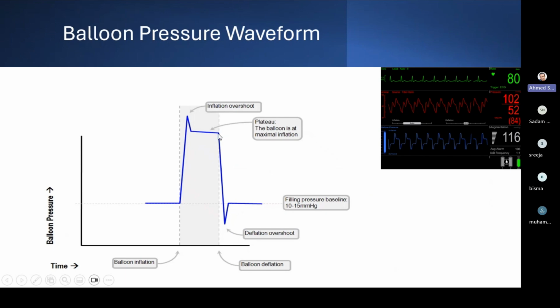And after you reach the deflation point, you will have the deflation arm and the deflation overshoot, because the intra-aortic balloon also starts the deflation very fast. So the pressure inside the balloon will be more negative, and after some time the pressure inside the balloon and the pressure inside the aorta will reach a state of equilibrium, so you will go back to the baseline.